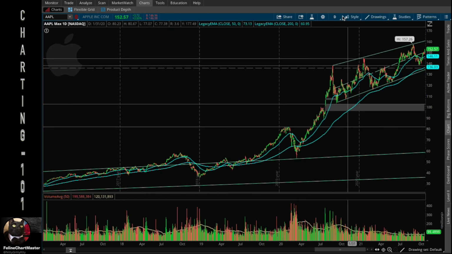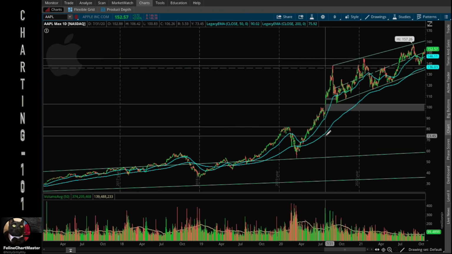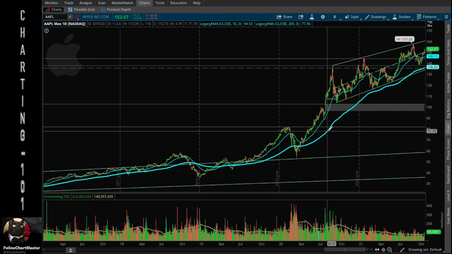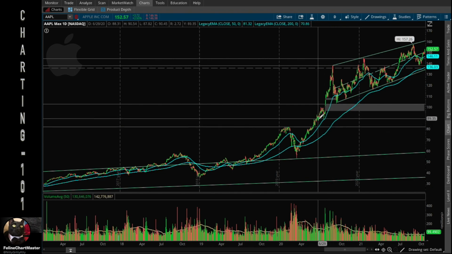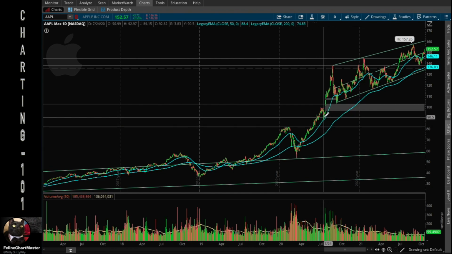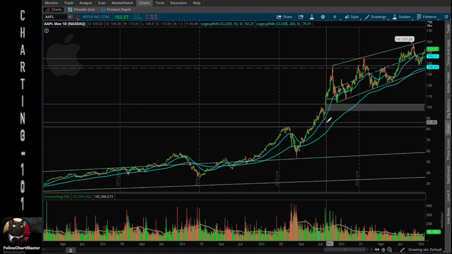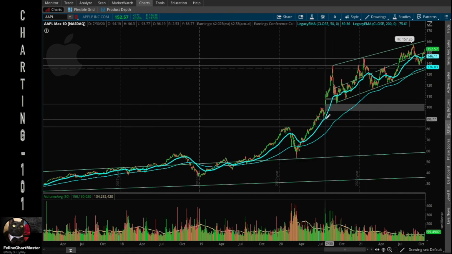And go ahead. Now keep in mind, EMAs are different from MAs, moving averages, in that EMAs take the more recent price action more into consideration. So that's why I like using EMAs over moving averages. They can be just a little more responsive.